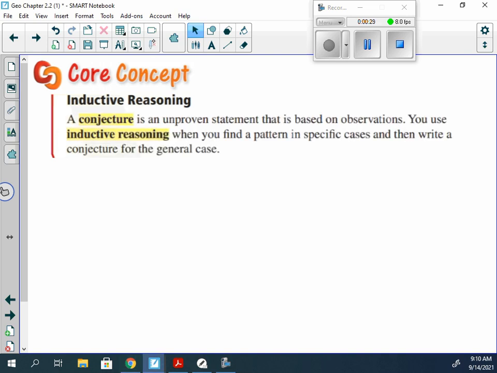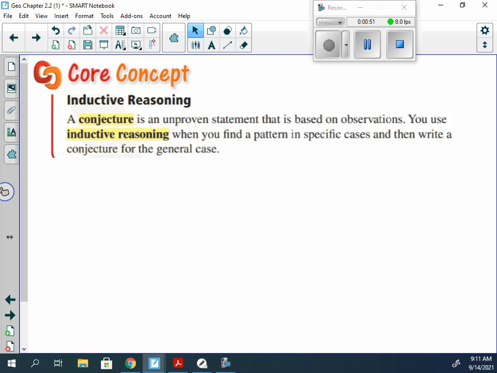Inductive reasoning is a conjecture. A conjecture is an unproven statement that is based on observations. You use inductive reasoning when you find a pattern in a specific case and then write a conjecture for the general case. So we could write that whole thing out, but let's look at it.